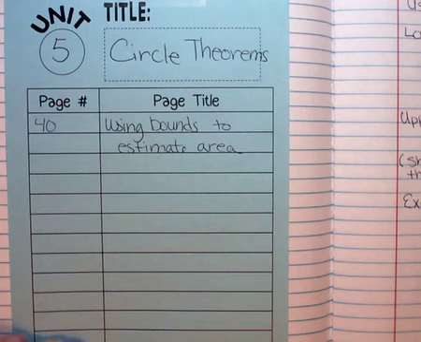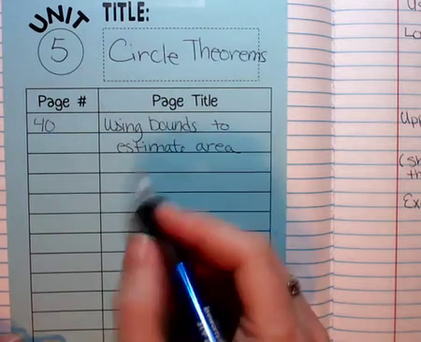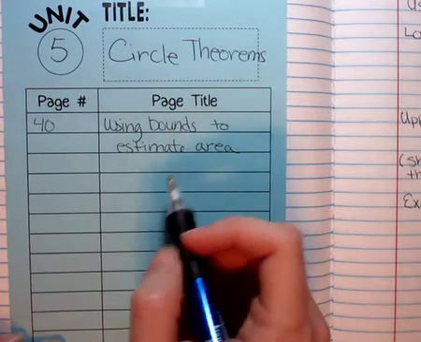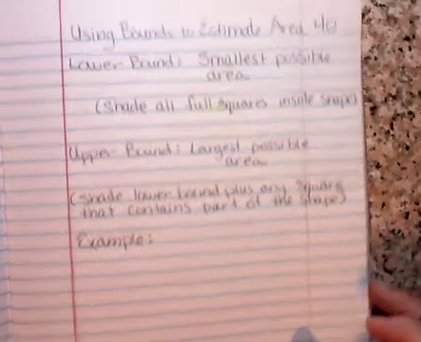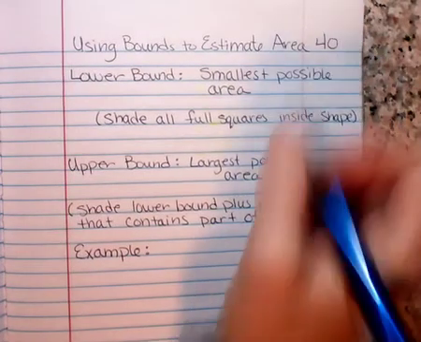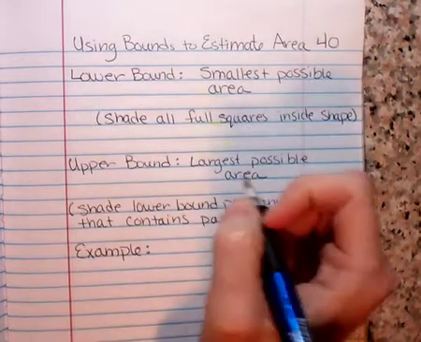Alright, our first set of notes in Unit 5, Circle Theorems, is going to start on page 40, and the title will be Using Bounds to Estimate Area. So let's go over to page 40 and make sure that you have included your page number and your title for this page.